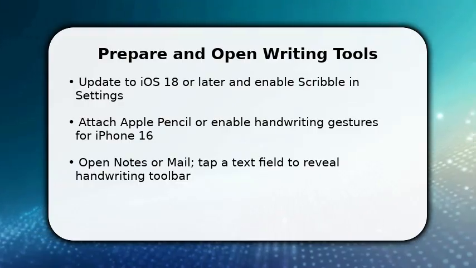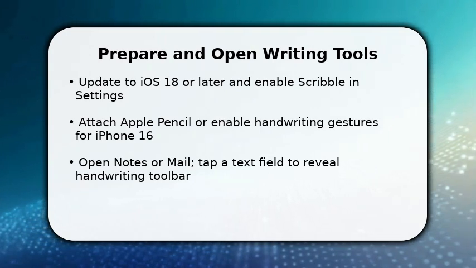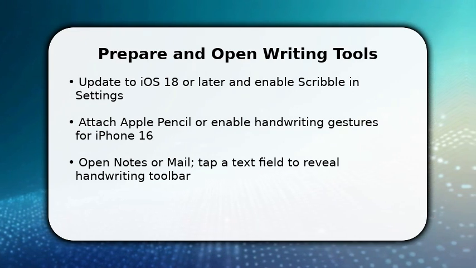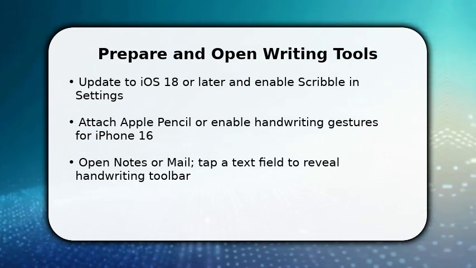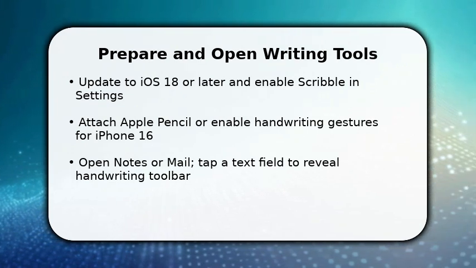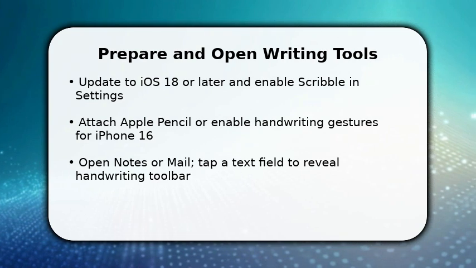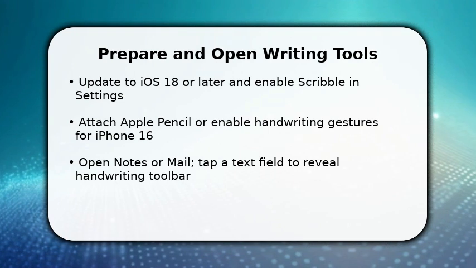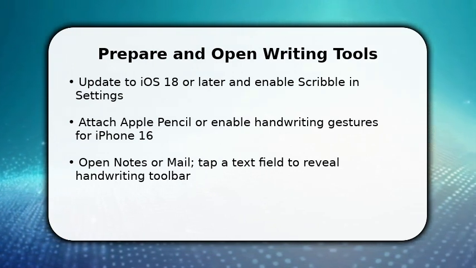You start by confirming prerequisites. Update to the latest iOS, enable Scribble and pair your Apple Pencil or enable handwriting gestures. Tap Notes or Mail to open a blank note or draft. Once the keyboard appears, tap the handwriting icon to switch modes. You will see a toolbar with pen, highlighter, and lasso selection. Select the pen to begin.